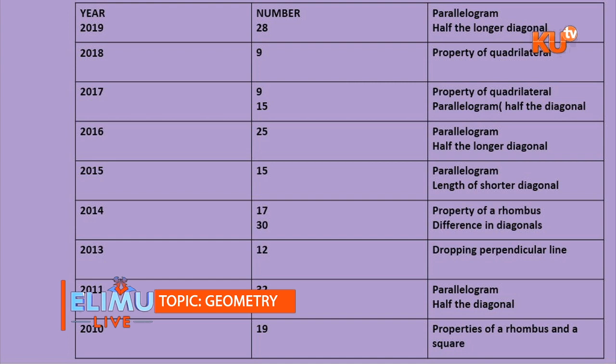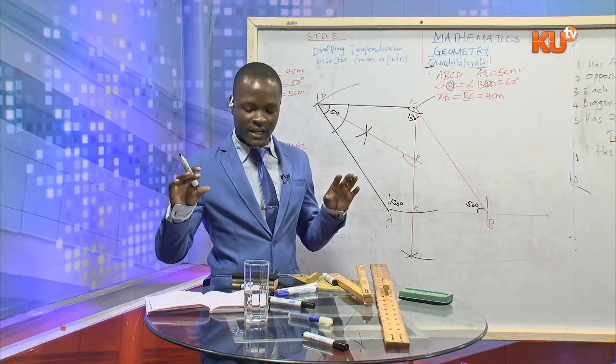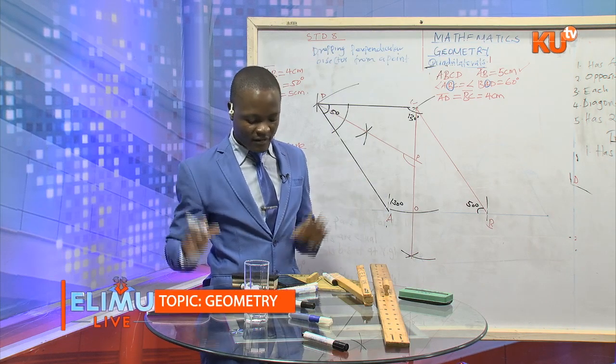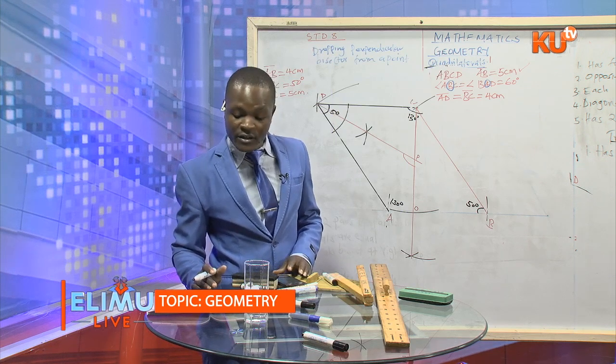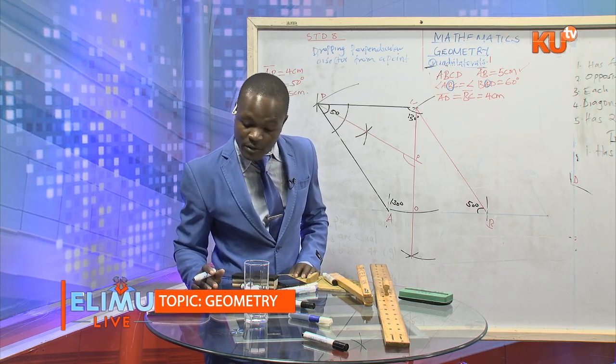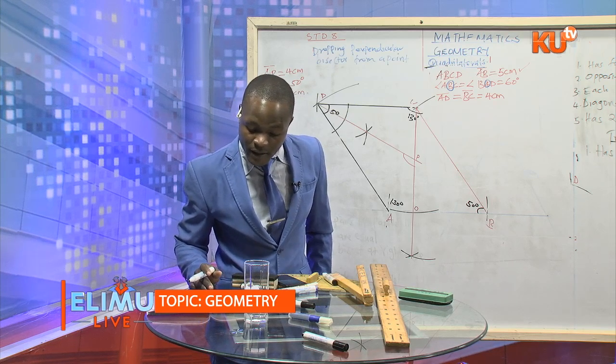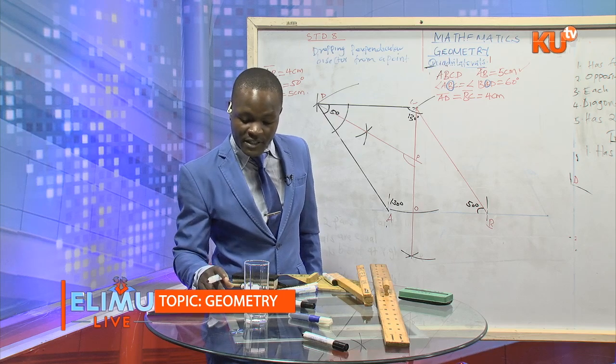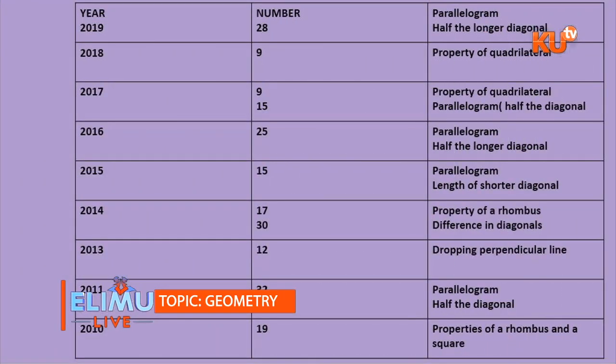That means that after you had drawn the rhombus, you were to measure the two diagonals. After measuring the two diagonals, then you find their difference. Difference in mathematics means that you're supposed to subtract. And then in 2013, it was number 12. Now this one you are expected to drop a perpendicular, just like I dropped a perpendicular in the last example that I gave you. And then you work out the question.